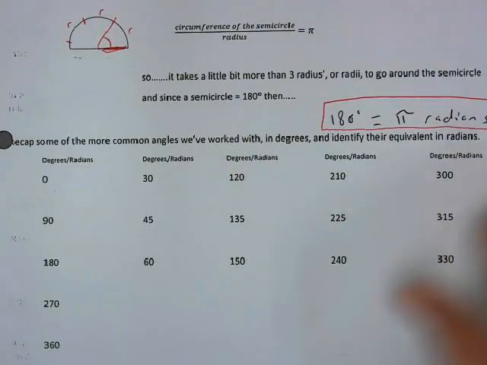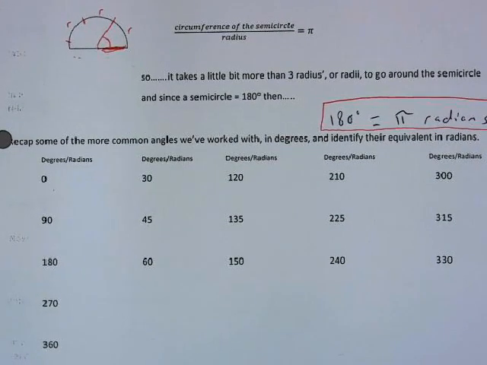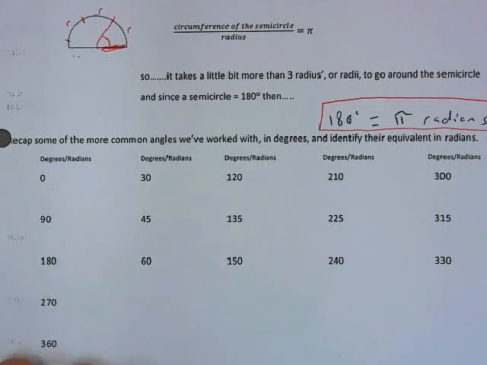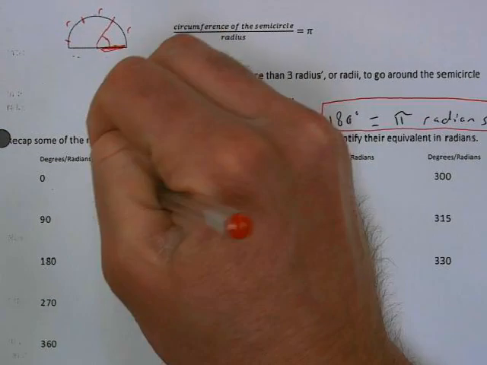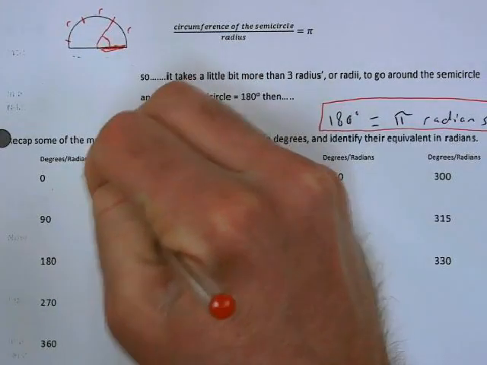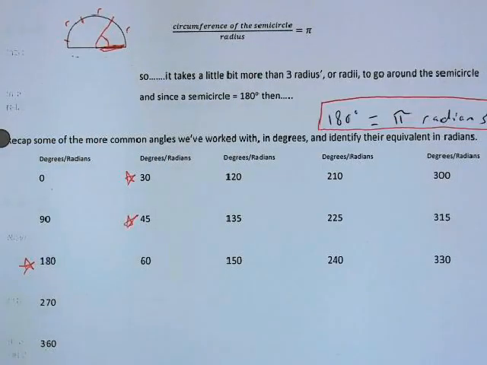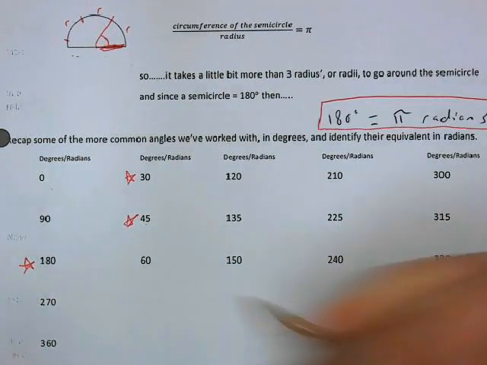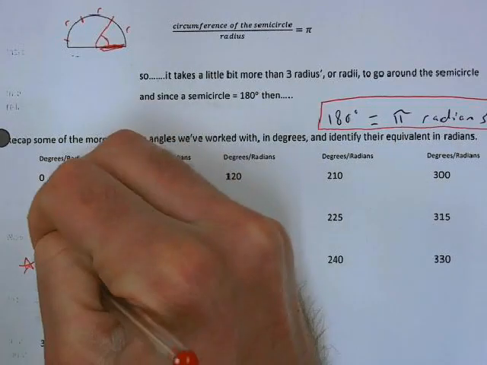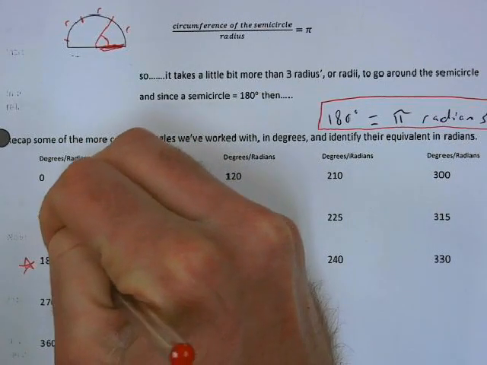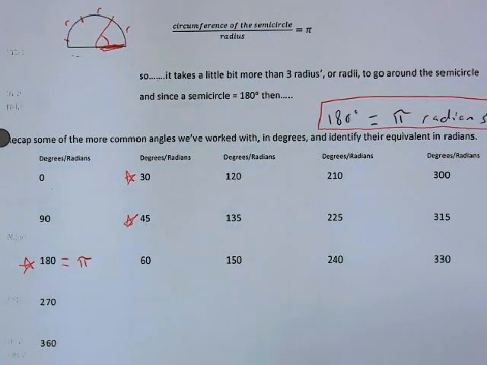And then really, there's 2 or 3 key angles that we want to kind of memorize if we can. Okay? And it's 30 degrees and 45 degrees, and then, like we just said, 180 degrees. So let's do those first. Okay, so 180 degrees, we just set up here, I know that is pi radians. So if I want to convert 180 degrees to radians, it's just pi. That's how many radians it is.